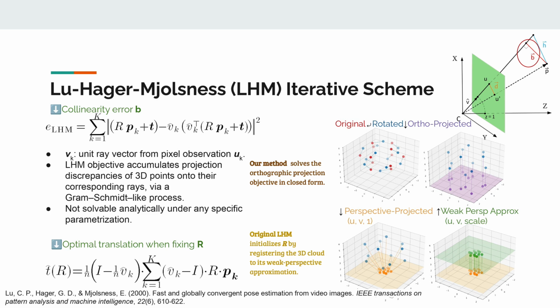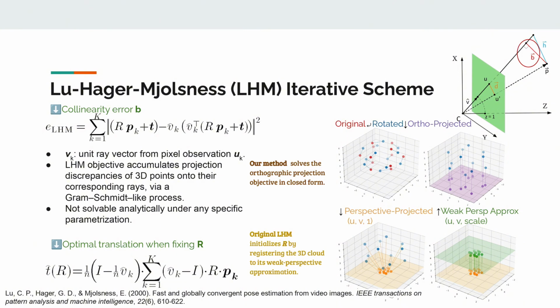We refine our estimated rotation using the Hager-Mjolsness iterative scheme, which minimizes the collinearity error. This error measures the discrepancy between 3D scene points and their corresponding rays emitted from image pixels, resolved through a Gram-Schmidt-like process. Here, Vk denotes the unit ray vector associated with the pixel observation Uk.